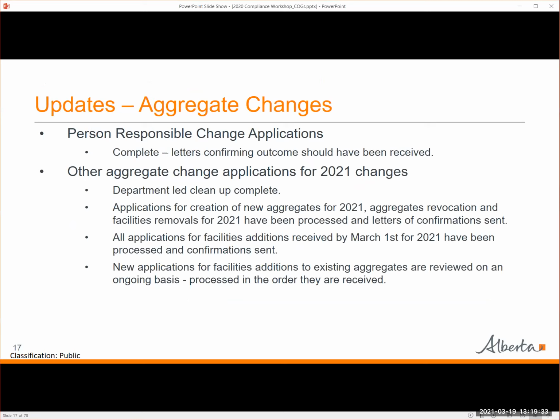A few updates on recent applications and upcoming assignments. Evaluation of person responsible change applications is now complete. Letters confirming the outcome of that evaluation should have been received. With respect to other aggregate changes and applications for 2021, the department-led cleanup of aggregate facilities that we discussed in the fall is now complete. Any changes have been notified by letter. Applications for new aggregates for 2021, revocations and removals for 2021 have also been processed, and confirmation should have been received by letter. And all applications for facility additions to existing aggregates have been processed up to March 1st submissions. And just a quick note that new applications for additions will be processed on an ongoing basis in the order that they are received.